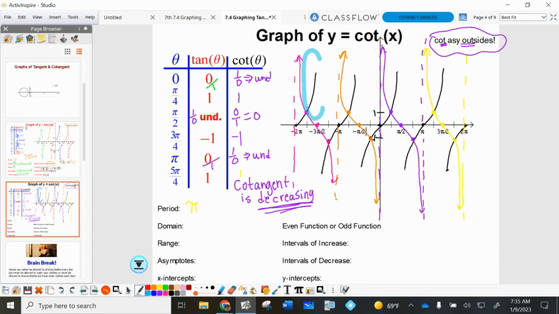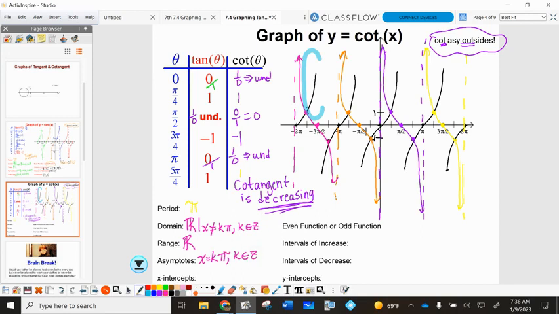Domain of cotangent is all real numbers such that x does not equal, where are those asymptotes at? They're happening on the whole pi, so that's just the set of all k pi, where k is an element of the integers. The range is all real numbers. Asymptotes happen where the domain is restricted, so that's x equals k pi, where k is an element of the integers.